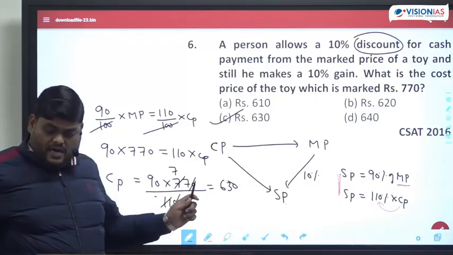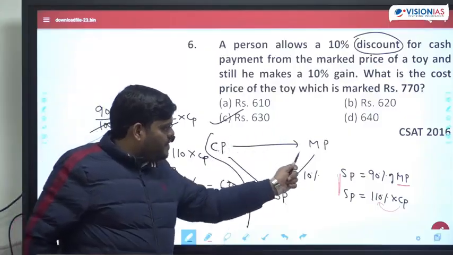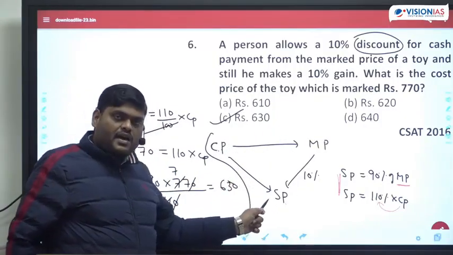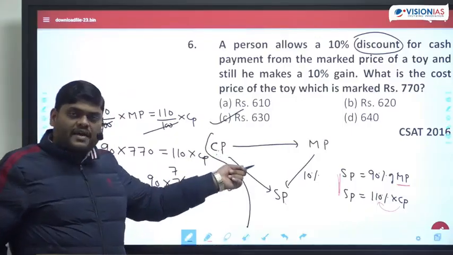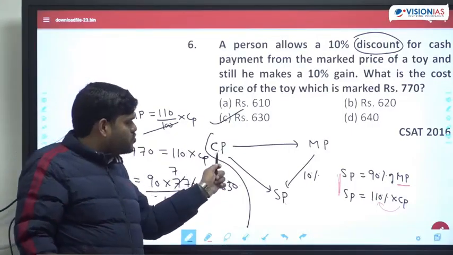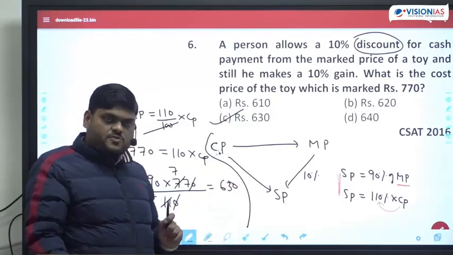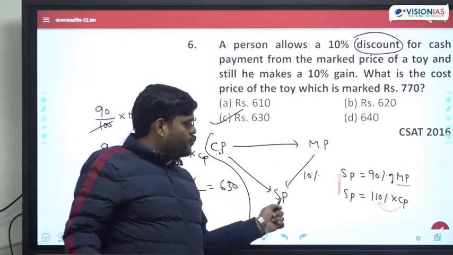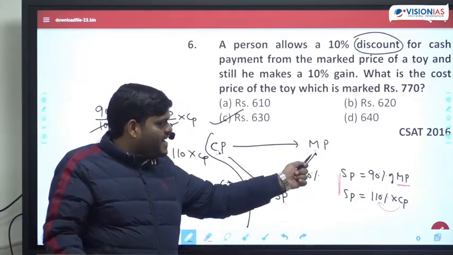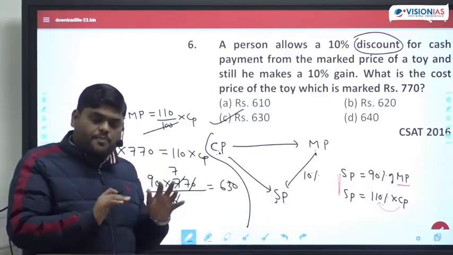I hope, like Deepshika, you remember this thing? The CP, MP, and SP. How to reach from CP to SP? Whatever increment or decrement, increment means profit, decrement means loss. So whatever is there, we will increase or decrease on CP, and we will get the SP. Similarly, from MP to SP, how to get that? Simply the logic is there is some discount here. So after discount, we will get the SP. I have explained this thing in the previous class.